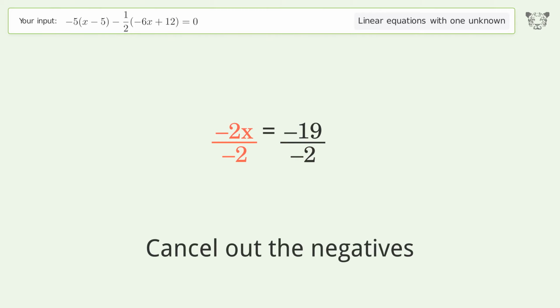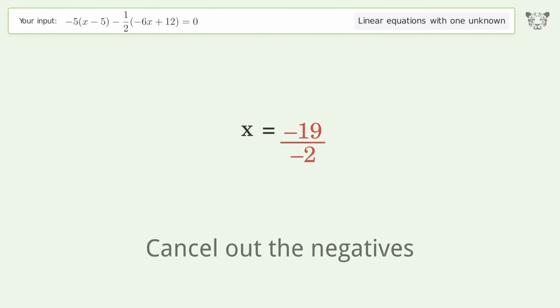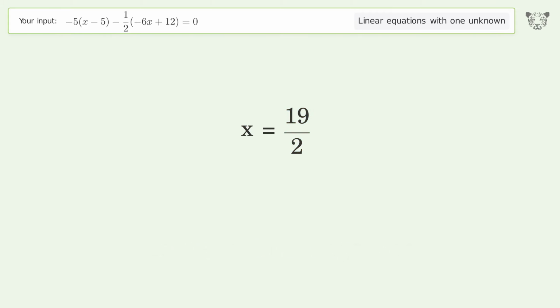Cancel out the negatives. Simplify the fraction. Cancel out the negatives. And so the final result is x equals 19 over 2.